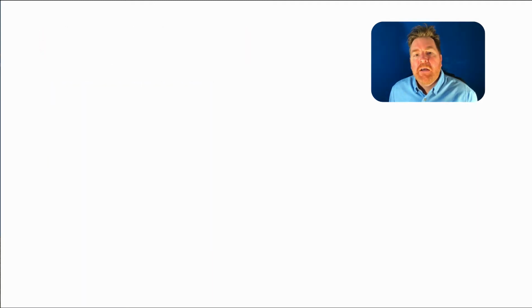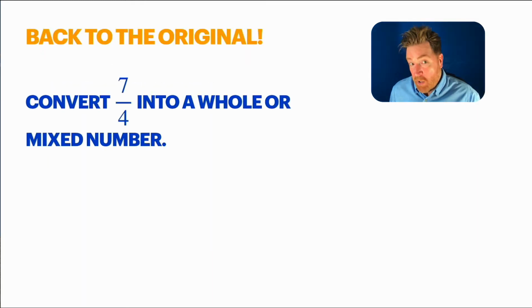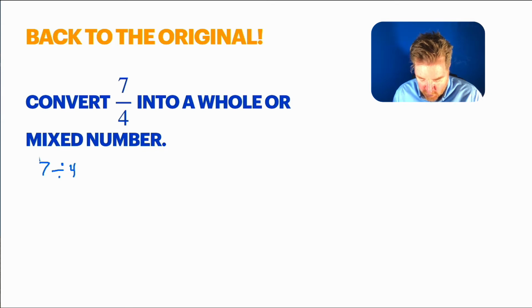Okay. Let's go back to the original problem, the original thing that we looked at, 7/4, that number. Let's convert 7/4 into a whole number or a mixed number. But let's not go to the bars. Let's just use this new connection with division, okay? So let me write this down. 7/4 really corresponds to 7 divided by 4. So let's do that division. So 7 divided by 4.